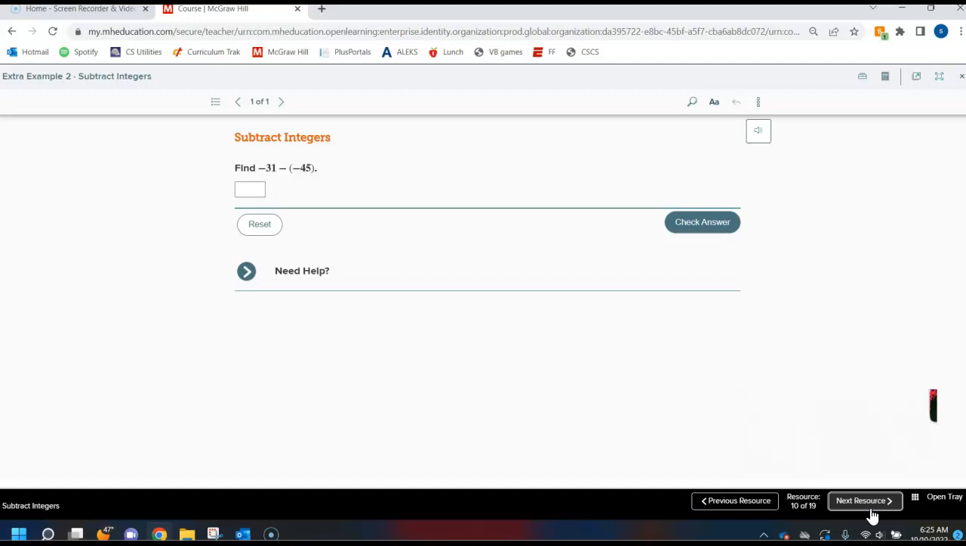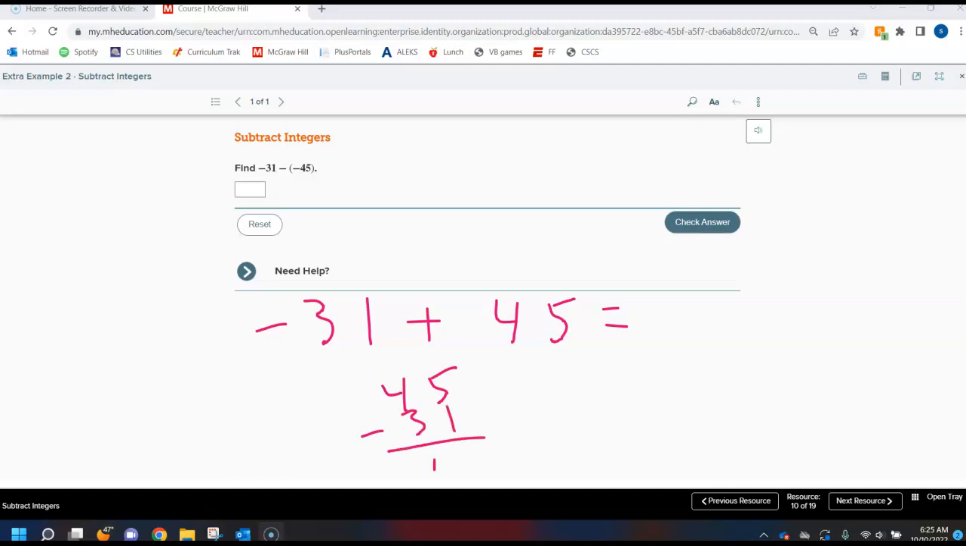So same thing here, we are going to copy the first number and change subtraction to addition, and then that negative 45 becomes a positive 45. But since the first number is negative and the second number is positive, we will actually subtract 45 minus 31 to get 14. And since our larger number is positive, then our answer is going to be positive, because we have more positives than negatives. So if we're going to add and we have more positives than negatives, then our final answer is going to be positive.